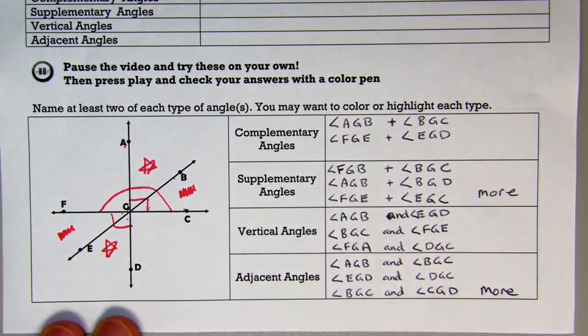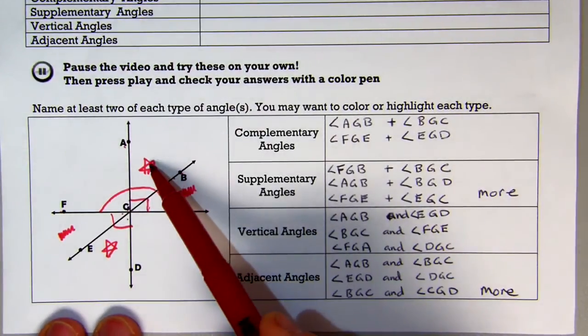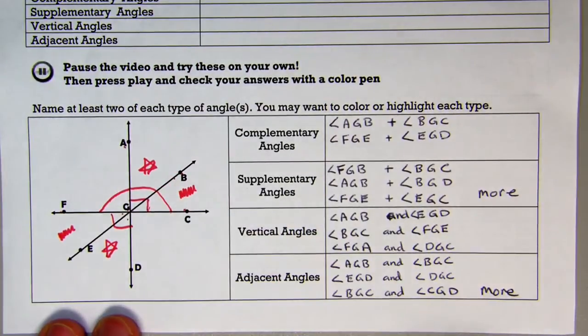And then lastly is adjacent, so any angles that are next to each other. Again, making sure that they are right next to each other is the key to that one. And we have some examples, and there's obviously going to be more than that on this picture.